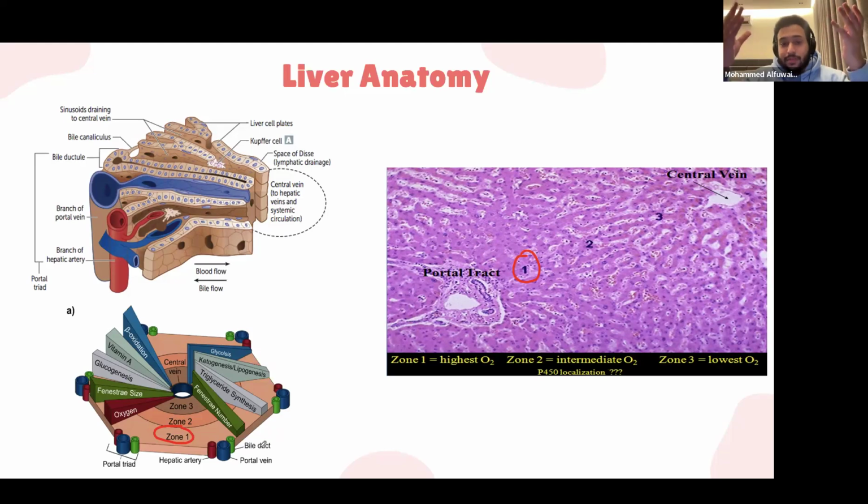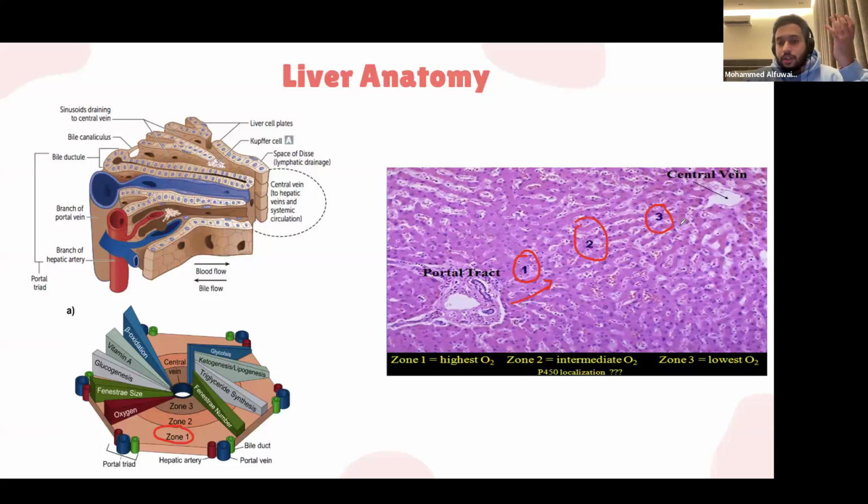So because of this, which of the 3 zones is most susceptible to ischemia? Excellent, good. Zone 3, because it has the least amount of oxygen. This is very important, okay? Most of the oxygen will be periportal. It will diffuse, it will supply this area. Lesser amount will be in this zone, the intermediate zone, and the least will be in zone 3, okay? So this is the most prone to ischemia.